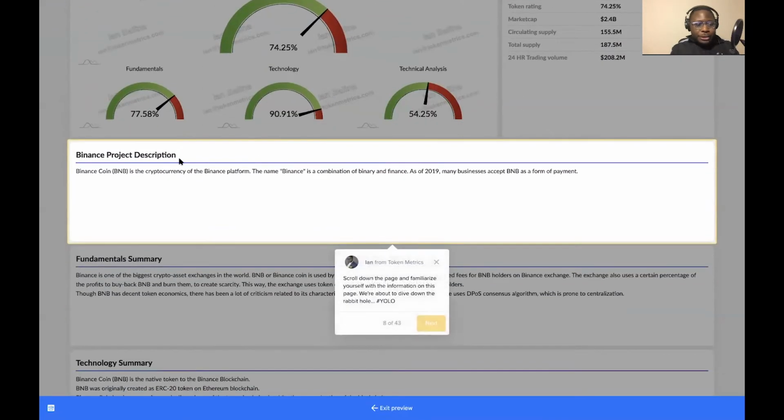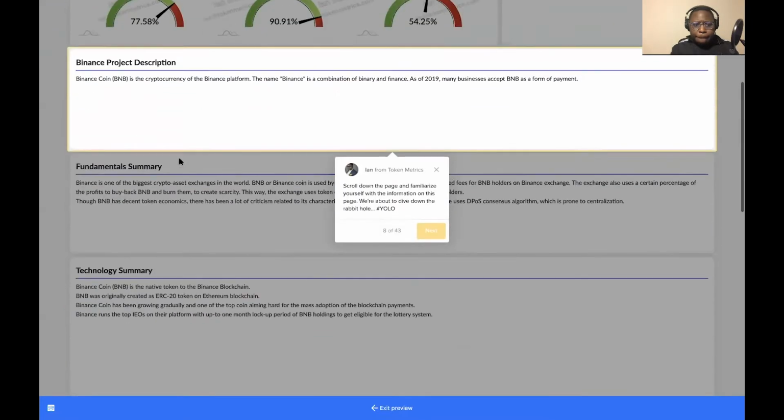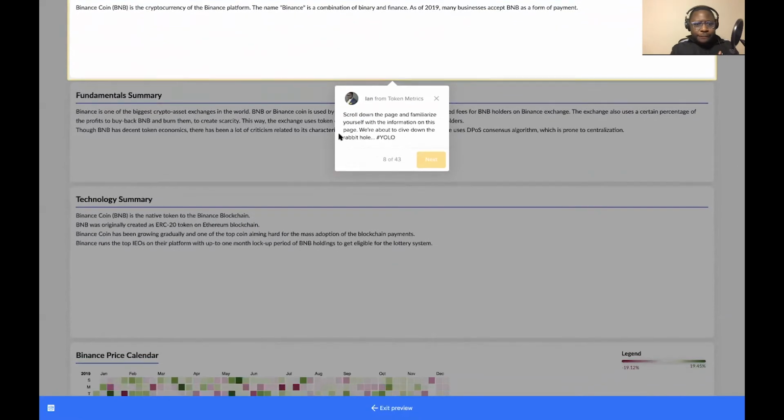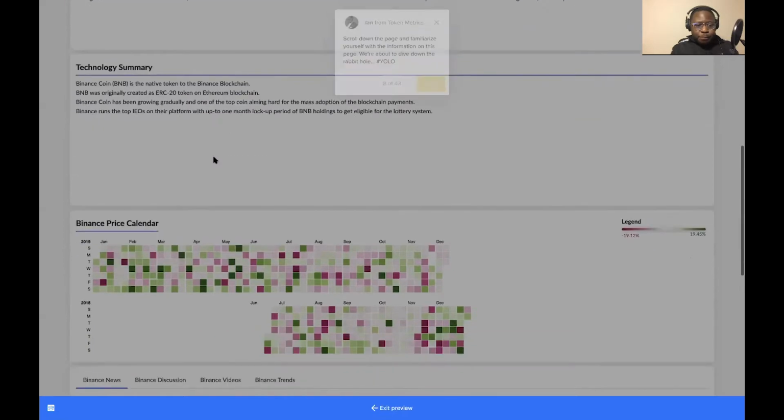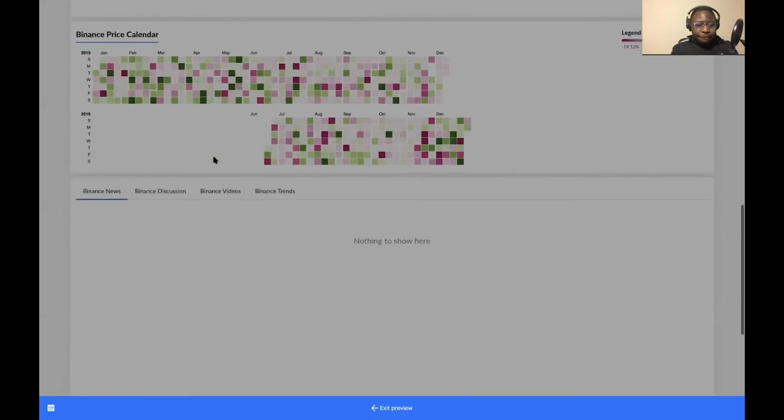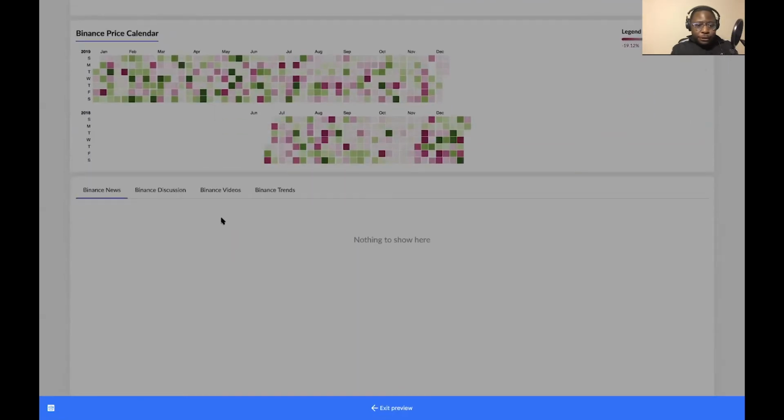So this is the project description page. This is the fundamental summary page. This is a summary of the technology summary. We have price calendars, and we have other news and information for this particular token.